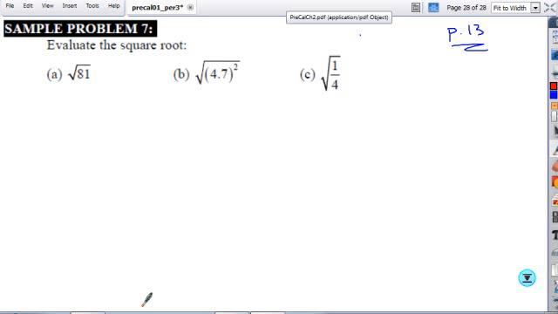Square roots without a calculator. Okay, so the square root of 81 is what? 9. Is it 9 or is it plus or minus 9? Plus or minus 9. Or did I say that just to confuse you?